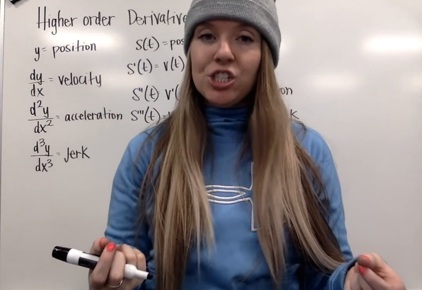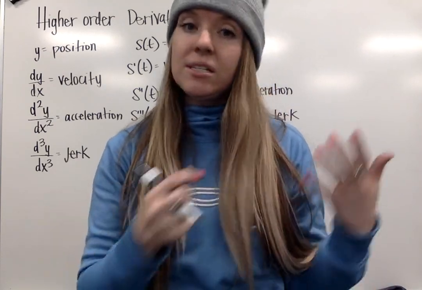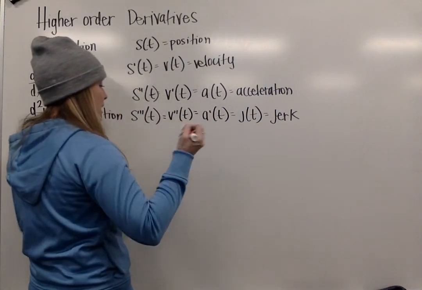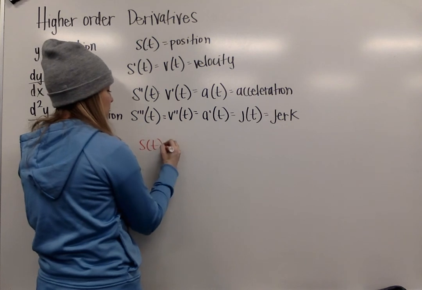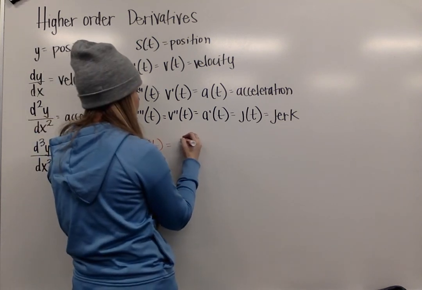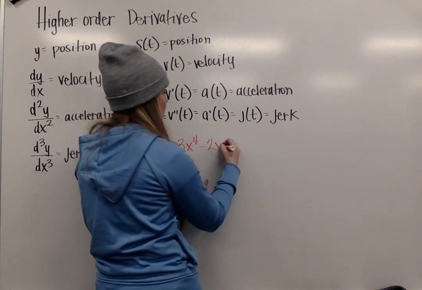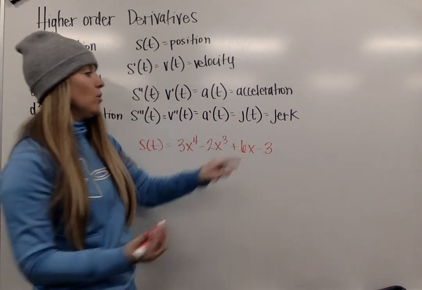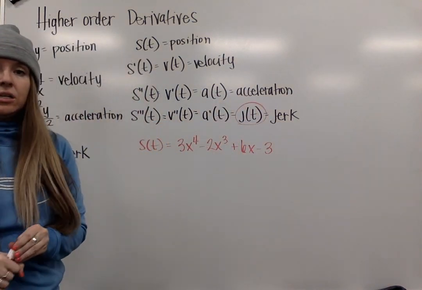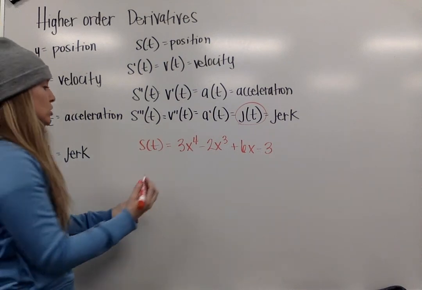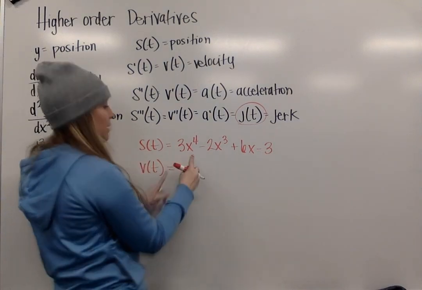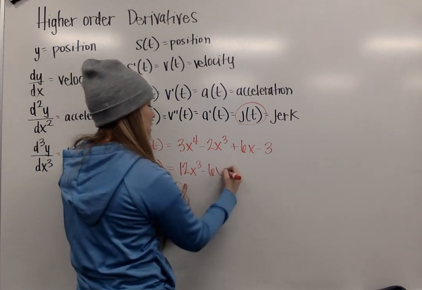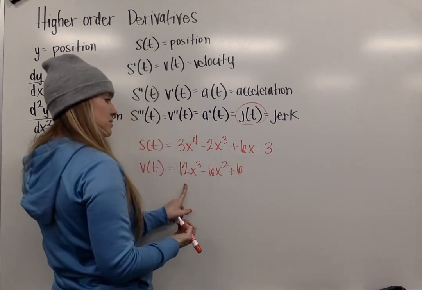So what you're going to practice here is just taking the derivative multiple times of the same problem. So we did one in class that's similar to the following. If I said the position is given by 3x to the fourth minus 2x cubed plus 6x minus 3, and I want to know jerk. So to get there, I have to go through each step. So I have to get to velocity by taking the derivative of position. So that's 12x cubed minus 6x squared plus 6.